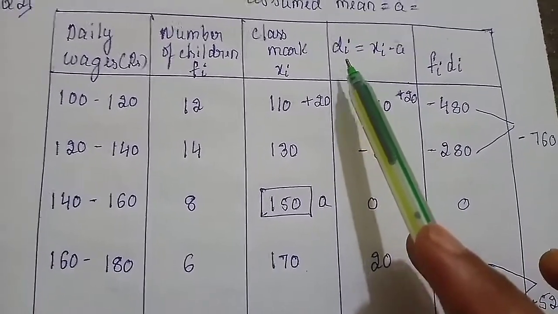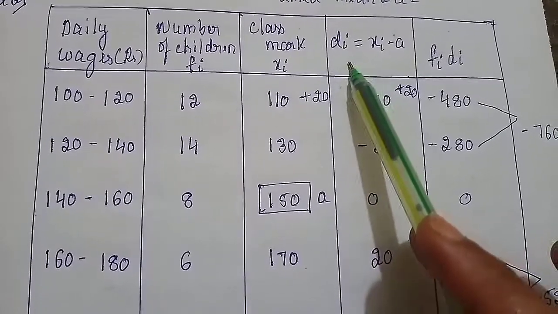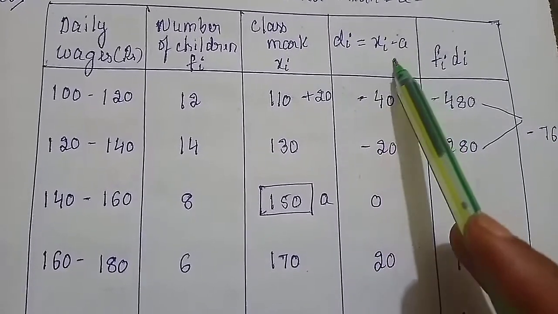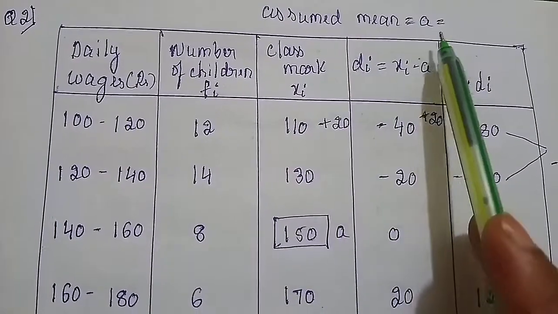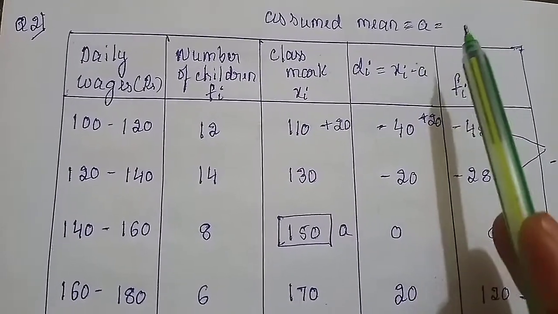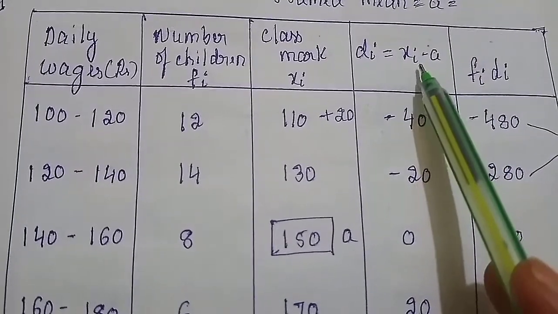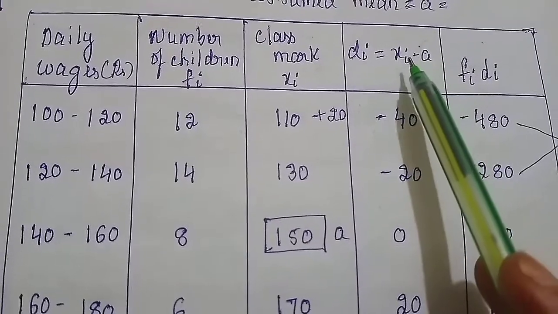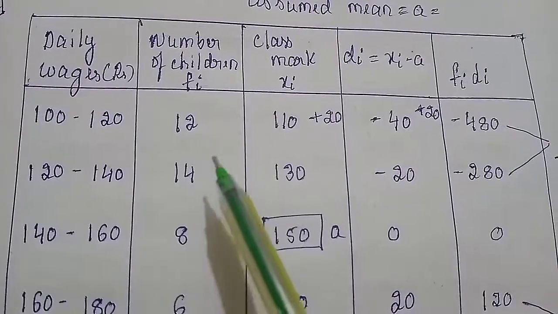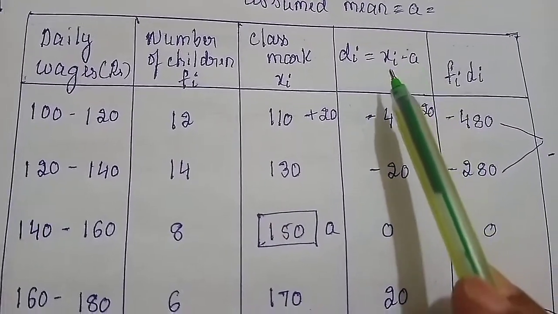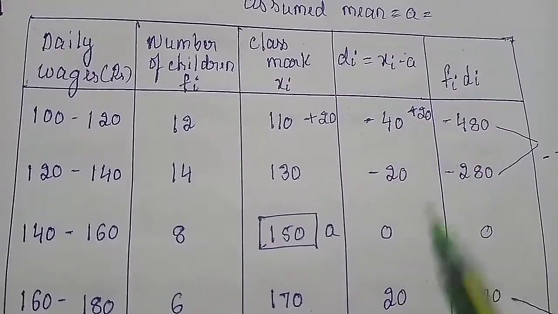What is di? Di is the deviation. So what is the di formula? Di equals xi minus a. What is a? A is the assumed mean. From where are you assuming? The formula itself says you are taking a from xi. Don't get confused. You cannot take a from fi. You have to take a from xi. So di equals xi minus a.